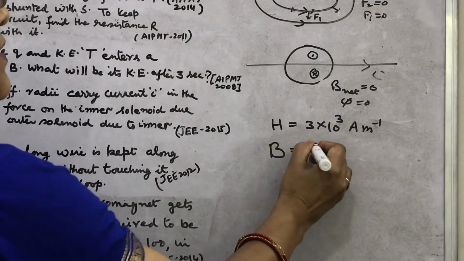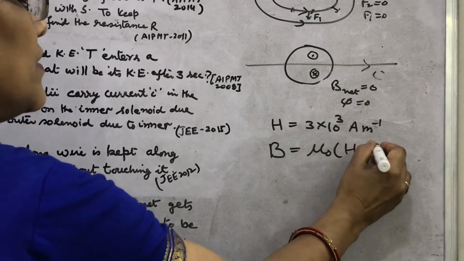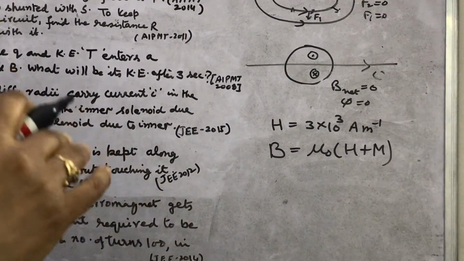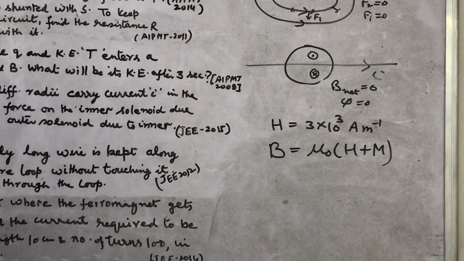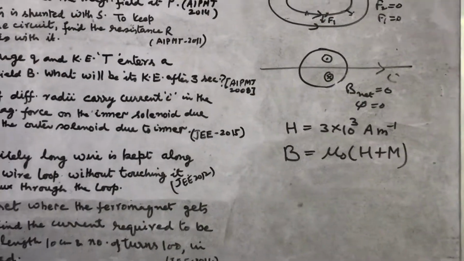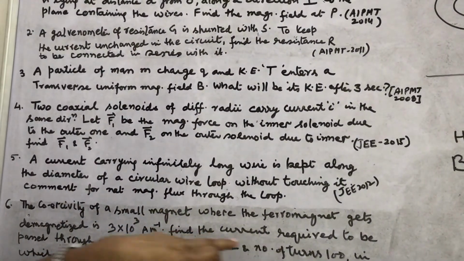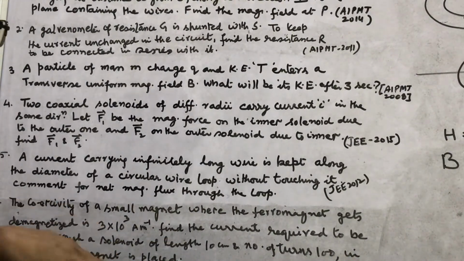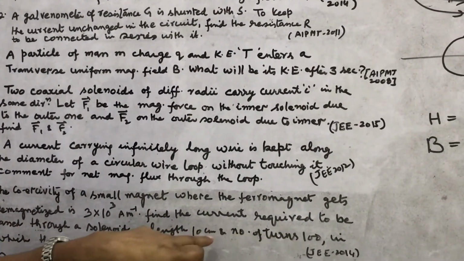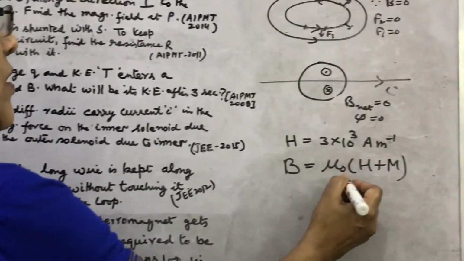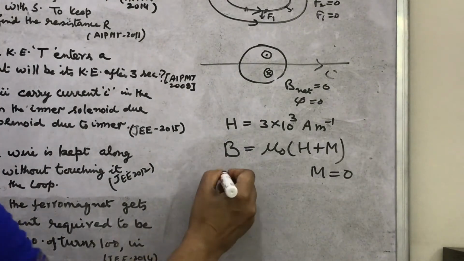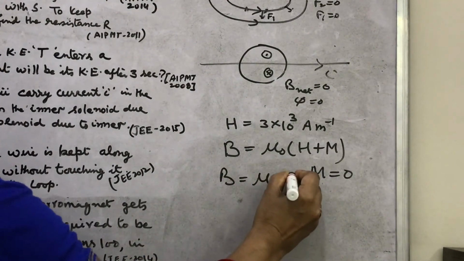You know that B equals mu naught times (H plus M). Learn the relation for the ferromagnetic substance when it is placed inside the solenoid. For this value of coercivity, 3 into 10 to the power 3 ampere per meter, you have to find the current required to be passed through the solenoid so that it is completely demagnetized. The number of turns is 100 and length is 10 centimeter. Since to demagnetize means magnetization is 0, what will be here? B equals mu naught H.